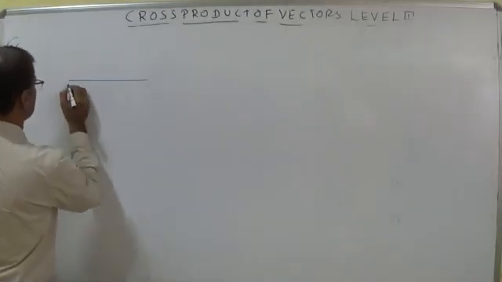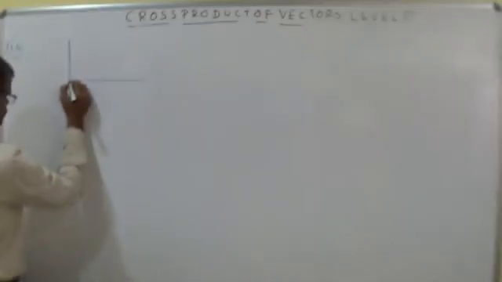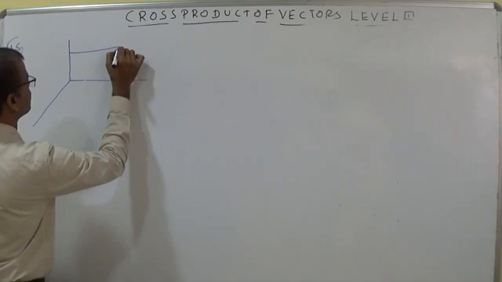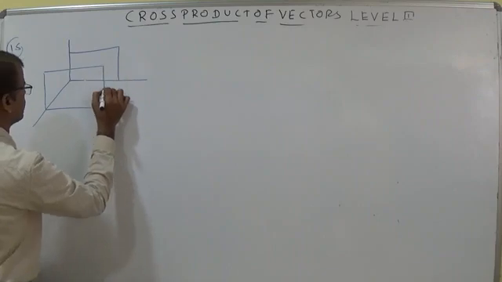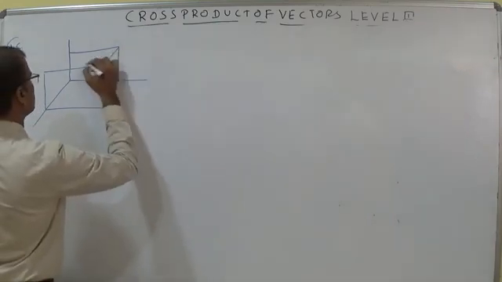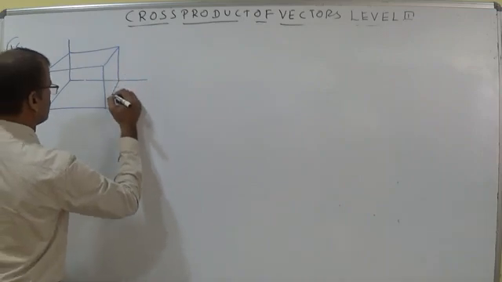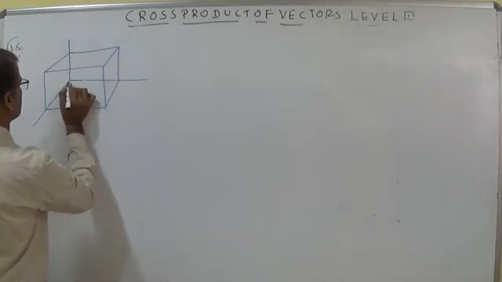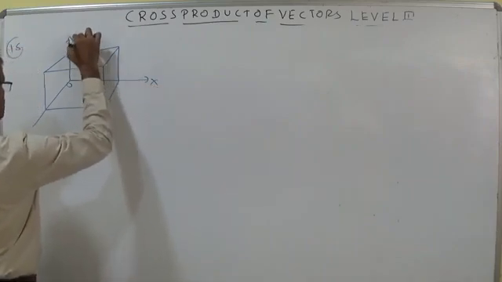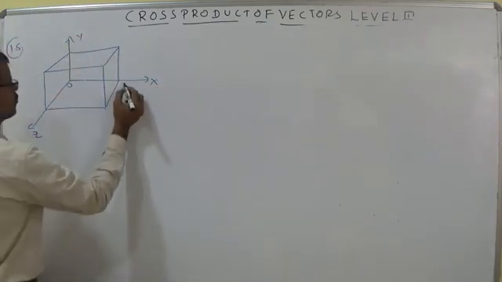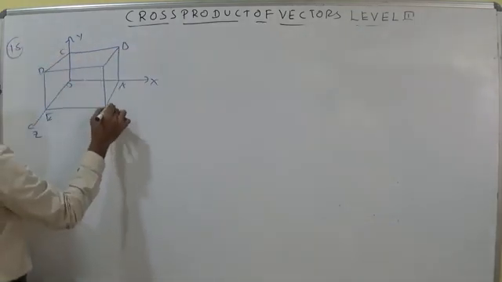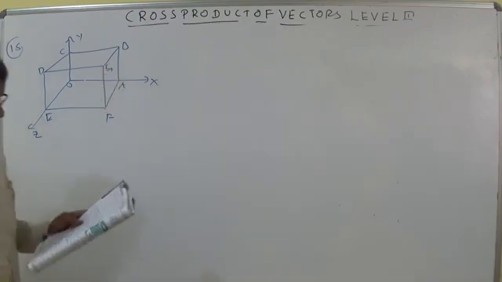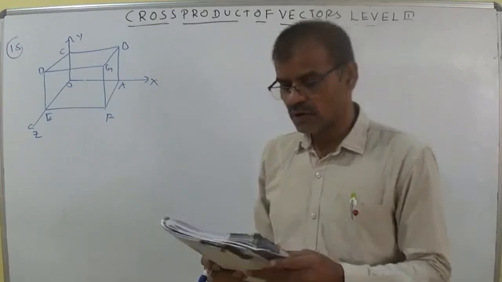Let us draw the diagram of the cuboid. It is a rectangular parallelepiped, not a cube, that is, all sides are not equal. Let it be O, with the x-axis like this, then the y-axis and z-axis. Put the names here: A, B, C, D, E, F, G, and O, A, B, C like that. Now we can read the question.